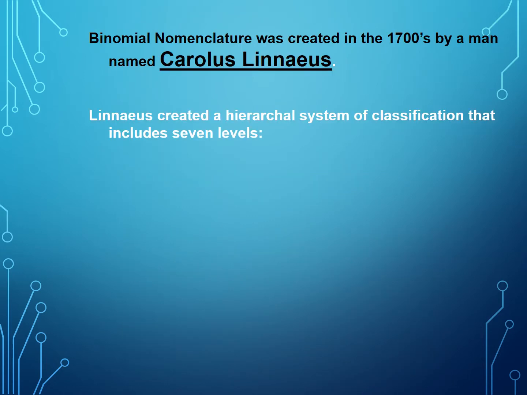So binomial nomenclature was created by this guy in the 1700s named Carolus Linnaeus, and he came up with this ranking system of classification, a hierarchy system. So the biggest level is the kingdom. These are the things that we're going to be talking about, like animals and plants and bacteria. So that's the big level, kingdom.